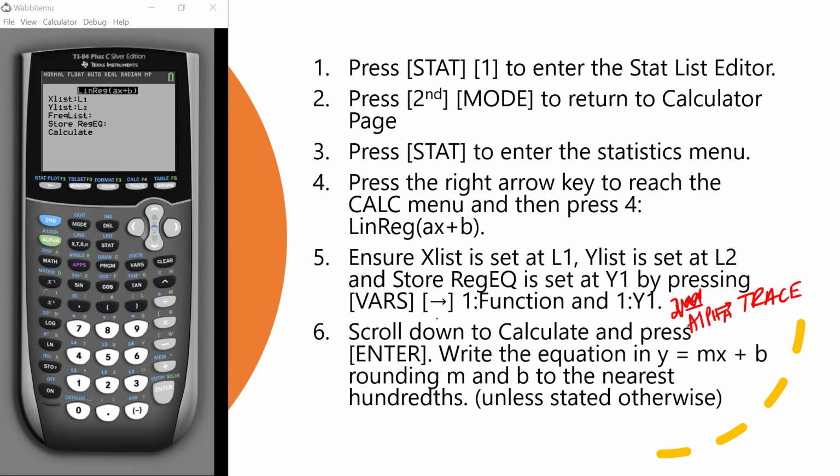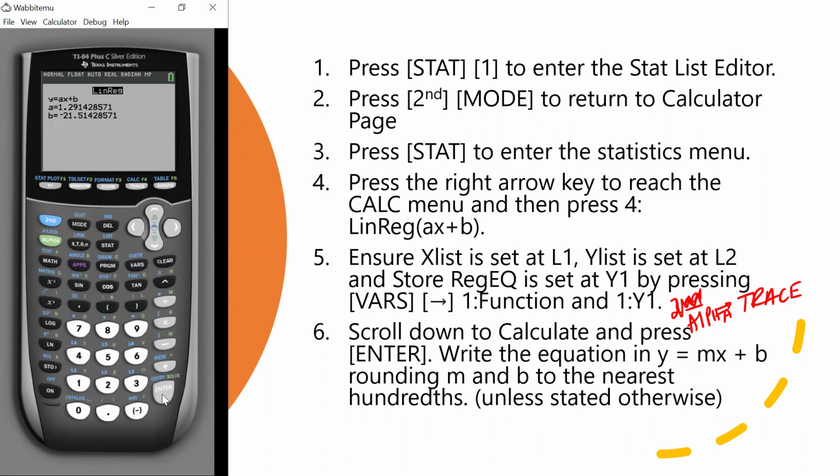Because back in my day, we had to do this. You had to go VARS, 1, 1. That was a rule. VARS 1, 1 still works too, if you like VARS 1, 1. But you're going to go ALPHA, TRACE, and then it's going to say, where do you want this to be plotted? And we want it in Y1. So I'm going to press 1, and it's going to save it to go there. And now you're going to hit calculate.